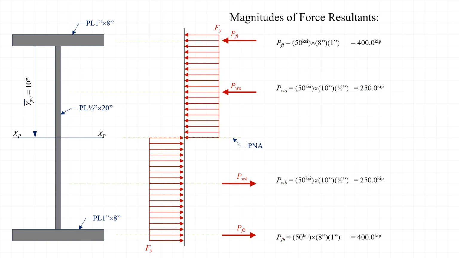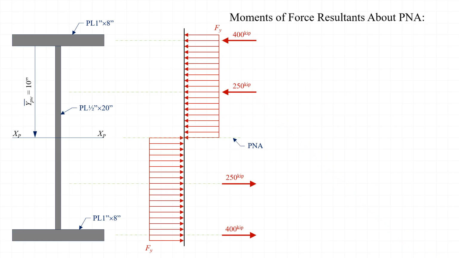We'll return to our sketch of the stresses and force resultants on the cross-section and calculate the plastic moment for this cross-section. Next, we'll label each of the plastic force resultants explicitly. Then we can observe that the force resultant in the top flange is 10.5 inches above the plastic neutral axis. Thus, we can calculate that the moment created by that force resultant is 400 kips times the distance of 10.5 inches, or 4,200 kip-inches.